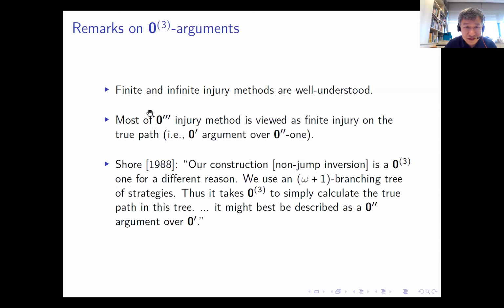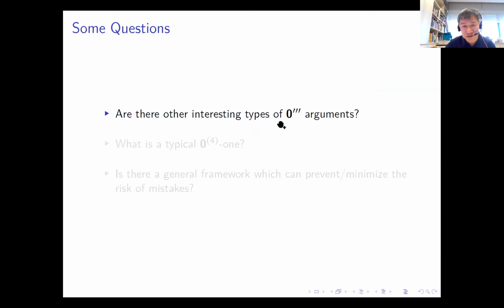So my question is, from this slide, it seems there are different paradigms or different 0''' arguments. So are there other interesting types of 0'''? Do we fully understand the 0''' jump argument? How about 0^(4)? Do we know any example which can be called a canonical example of 0^(4)? I think Lempp-Lerman had some example, but that can be generalized to 0^(n), right? But I want to know an ad hoc construction which somehow is a typical example of 0^(4). If someone from the audience knows, please tell me.